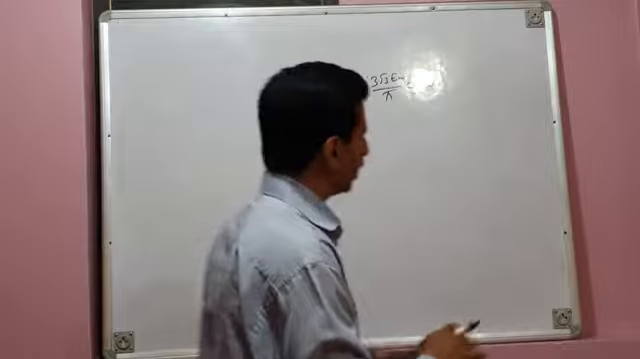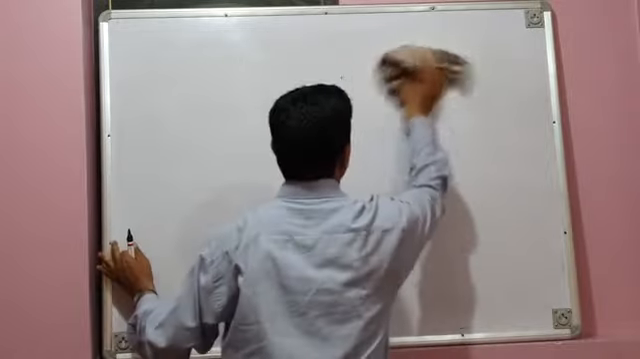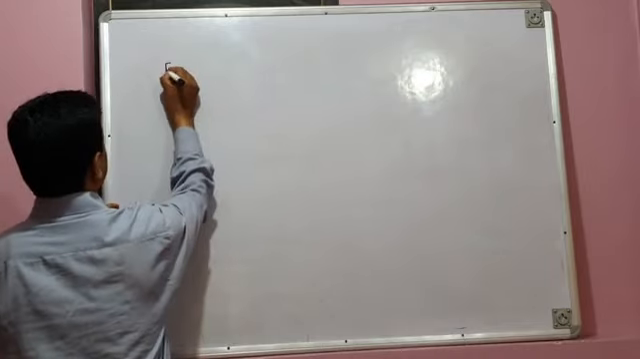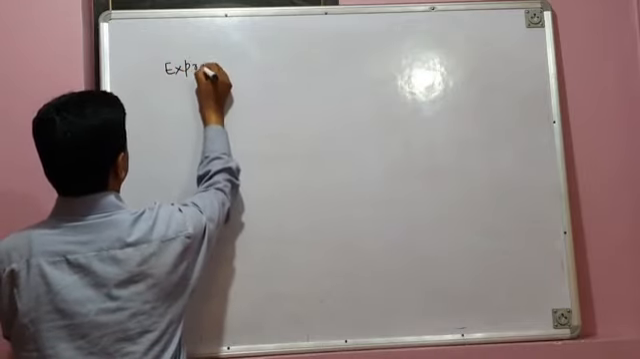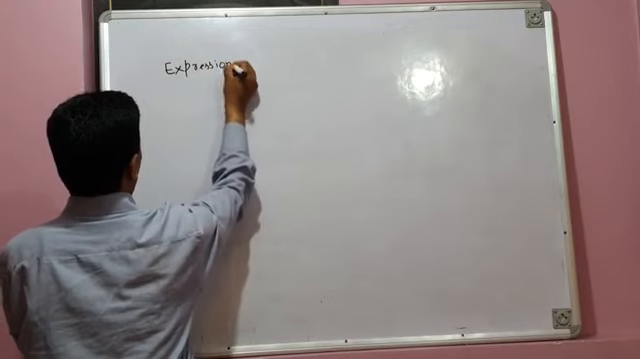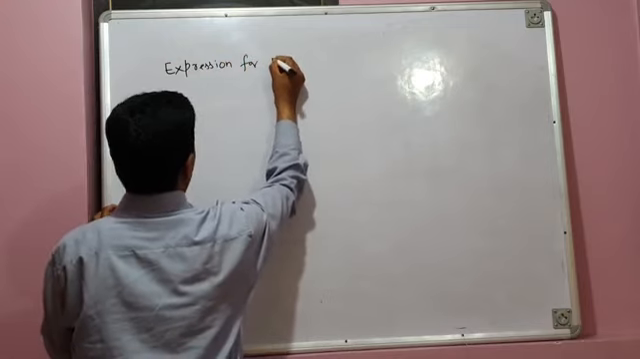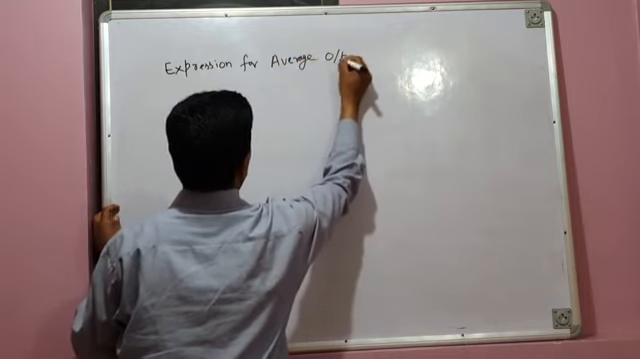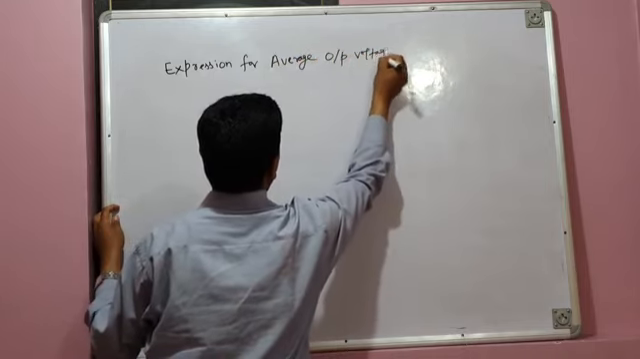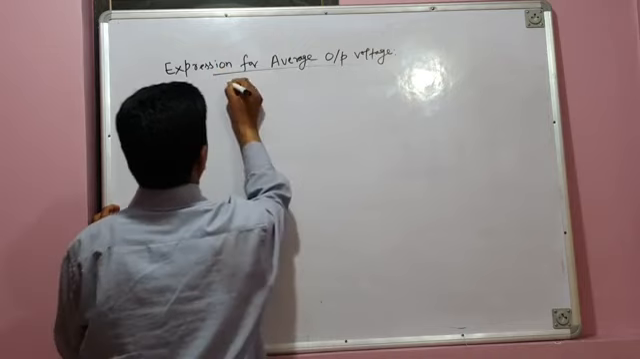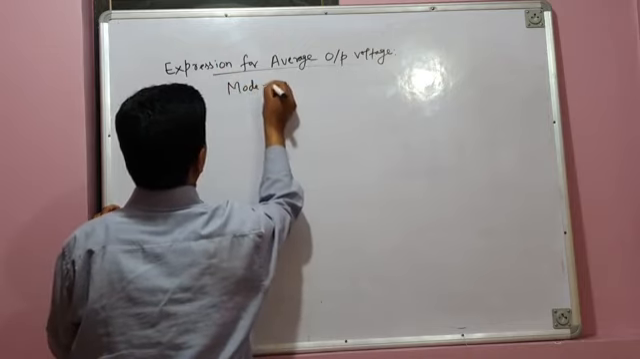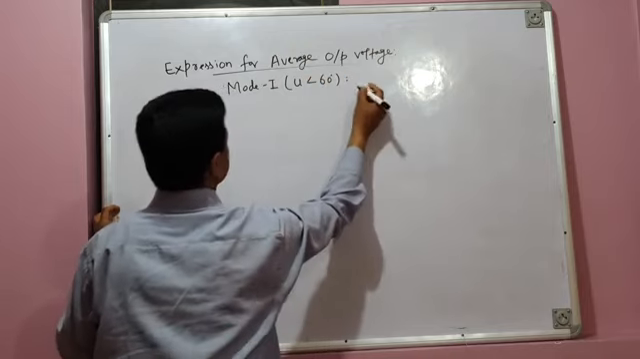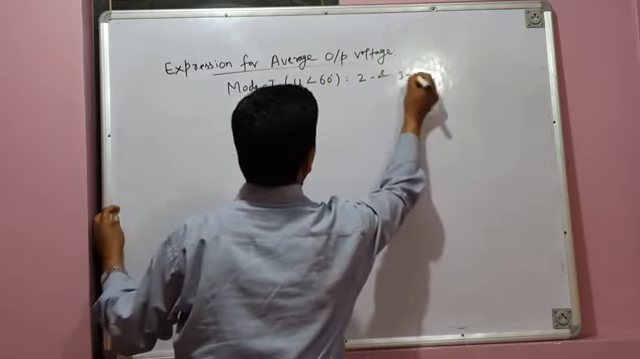So today we will start our lecture with the derivation of the mathematical expression for converter average output voltage with commutation overlap for mode 1. So we are discussing mode 1, that is U less than 60 degrees, which gives 2 and 3 valve conduction.